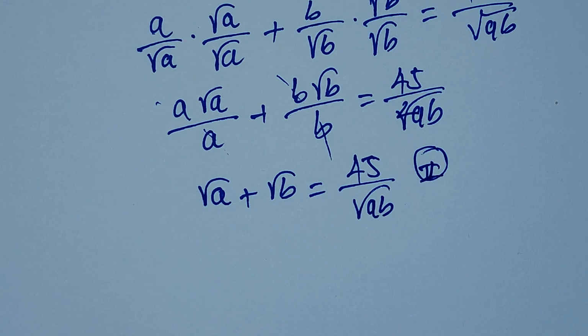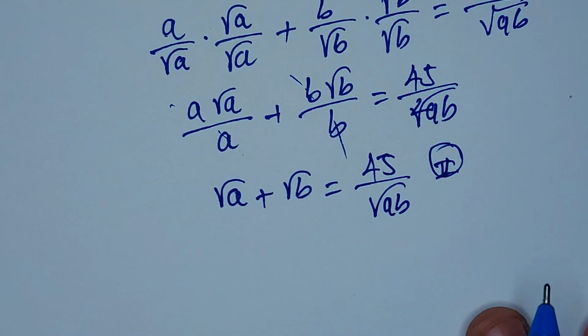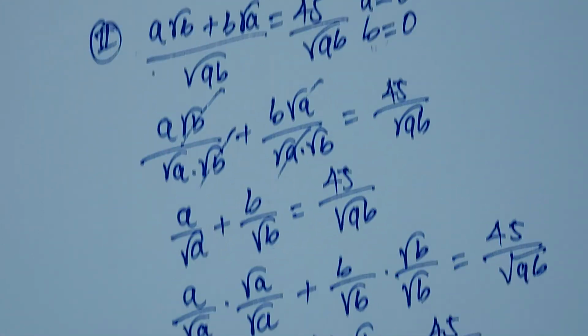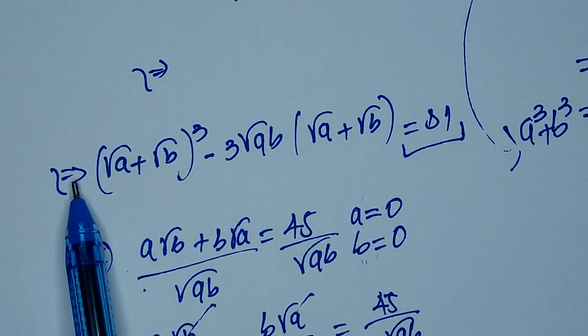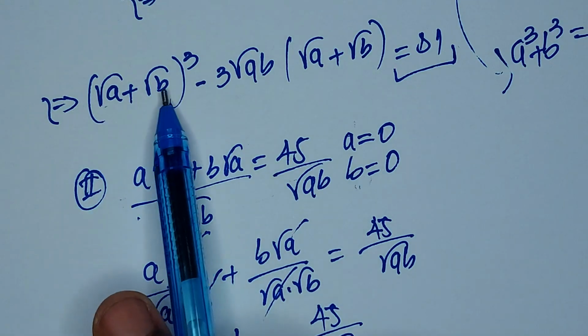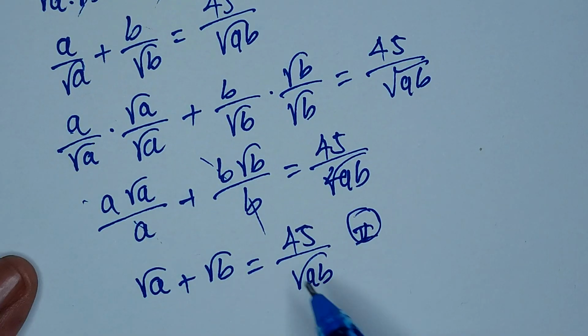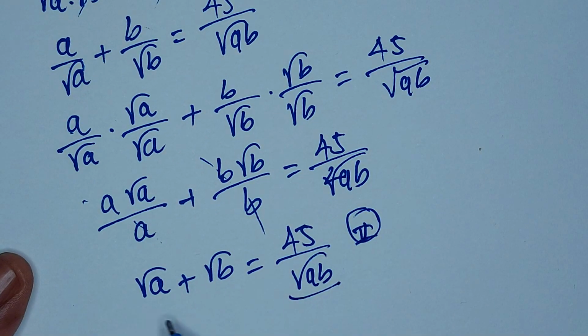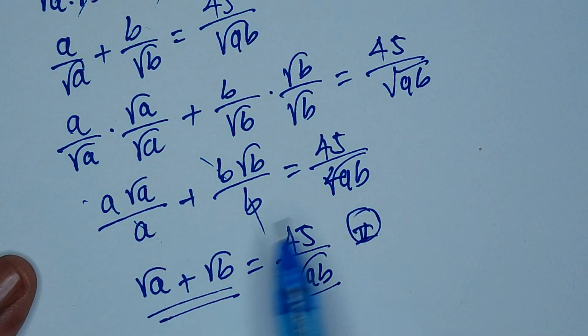Okay, guys, so from here, remember that we have our first transformation, which is this one. So I have square root of a plus square root of b, and I found the value of square root of a plus square root of b. So this is important, right? So I'm going to replace this in our first equation.